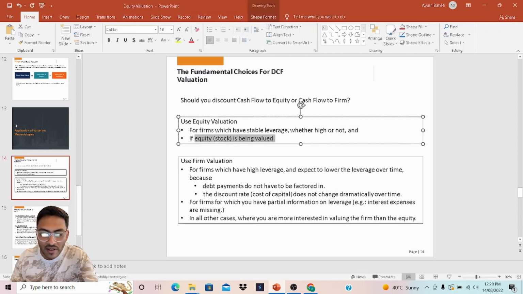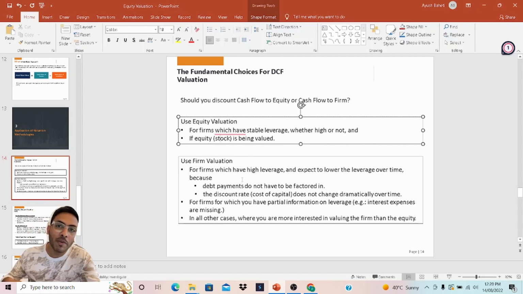So this is what we discuss. If you are valuing the equity, then use the cash flow to equity. And if you're valuing the enterprise value, then use cash flow to firm. And also if a company does not have stable leverage, you should use FCFF. Leverage means, let's say right now you have 50% debt and 50% equity, and in the future that could turn out to be 70% equity and 30% debt, 80% equity, 20% debt. So if the leverage is changing, then you can use FCFF instead of FCFE.